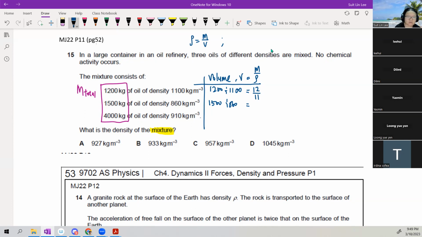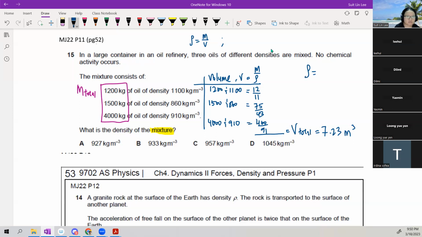So this would be 75 over 43. Finally, 4,000 kilogram of this 910 density, 100 over 91. So if I total this, I can find the total volume just by adding all of this together. 12 over 11 plus 75 over 43. This will be 7.23 meter cube.